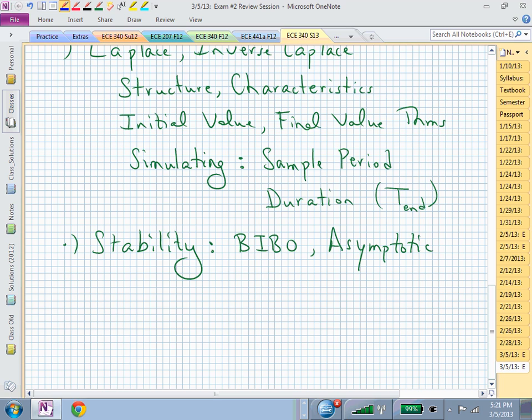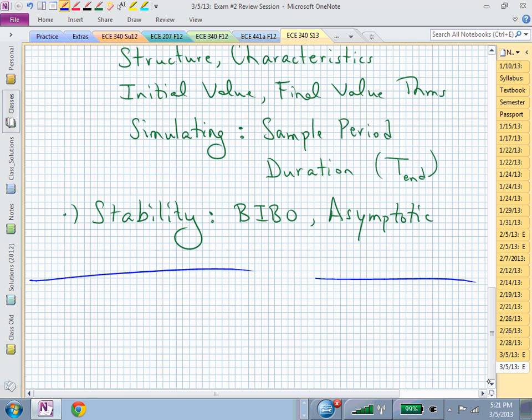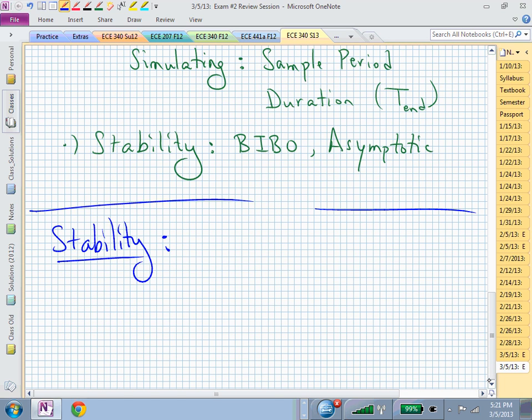Question? So the asymptotic stability, let me see if I can give you an example. This will be maybe slightly different than what you're used to seeing, but let's just do the following. Suppose that I gave you the following equation. Here we're talking about stability and the difference between BIBO and asymptotic stability. Let's say that I gave you the following system.